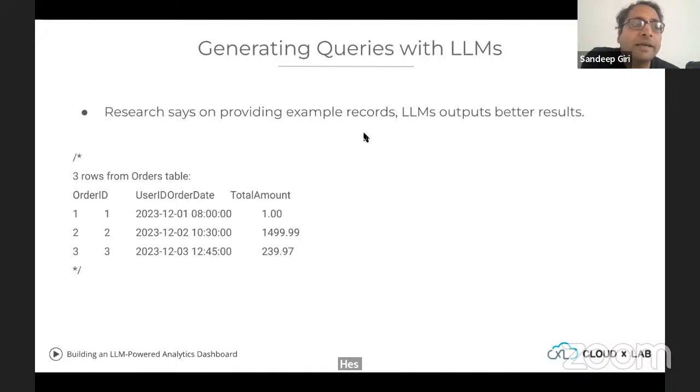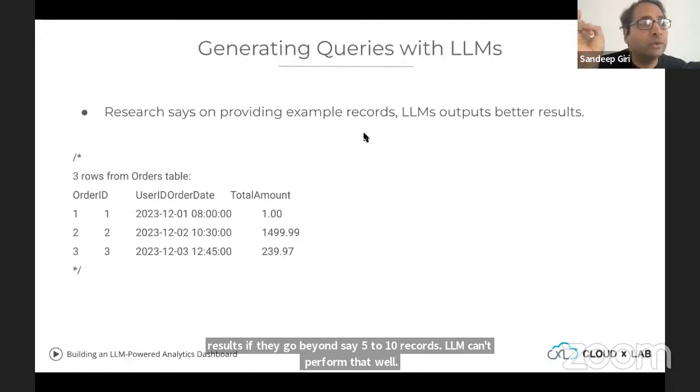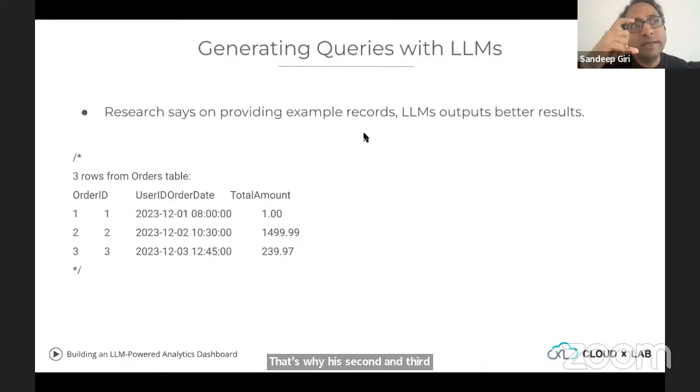You have brought up a very important point that I wanted to add to when Shubh was explaining: you can analyze the results using the LLM itself. But if the results go beyond, say, 5 to 10 records, the LLM can't perform that well. That's why his second and third approaches were very good. If the result coming from the database table is very big, what would you do? You will ask it to generate Python analytics code.